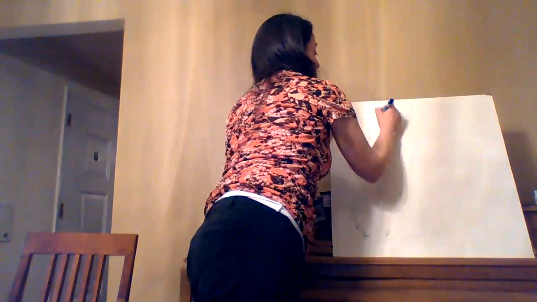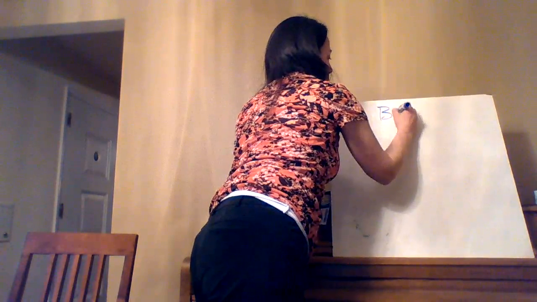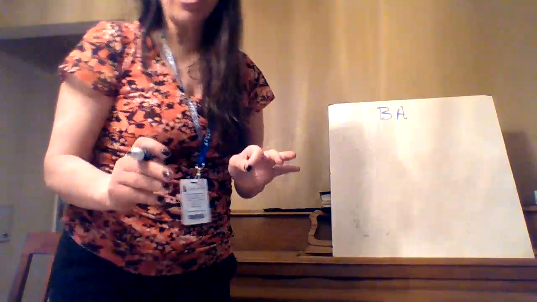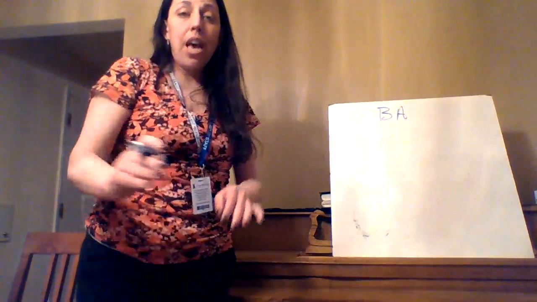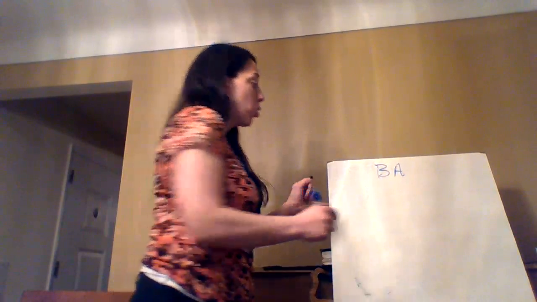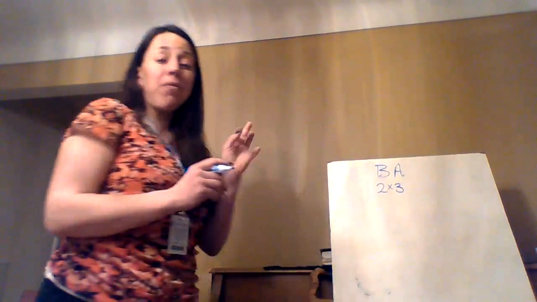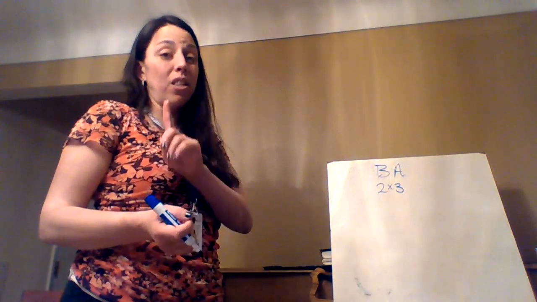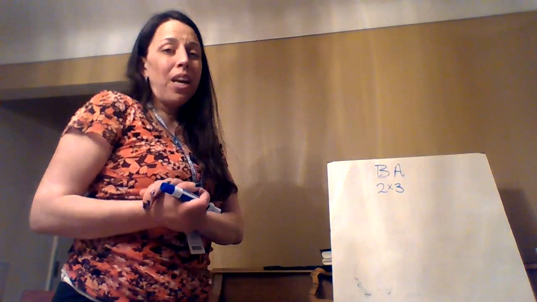So let's now talk about B times A. If I had to do B times A, I would have to list the dimensions of B first. And if I'm going to list the dimensions of B first, that means I have to write 2 by 3 first, because that's the dimensions of B. That's the first one I'm asked about. And then I would have to write 2 by 2 second.